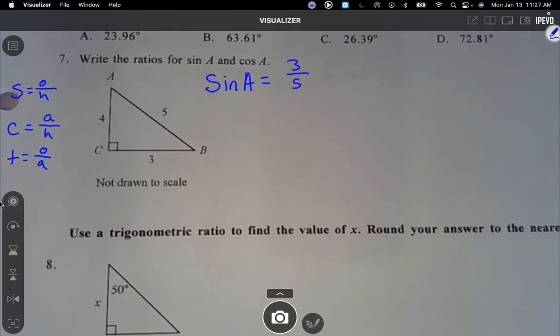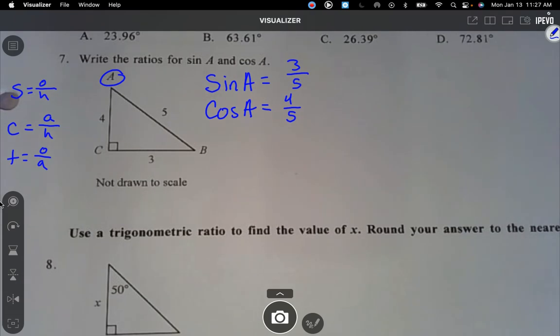Everybody good with that? Then they want me to write cosine of A. They just want a ratio. That just means a fraction. So I'm going to write cosine of A. I'm going to figure out that one. I start at A. And cosine is adjacent over hypotenuse. So that's 4 over 5. And those are your two answers. Are we good with that one? Oh, you don't divide it out? Oh, no. It just wants it as a ratio, so just leave it as 3 over 5 and 4 over 5. That's what it wants.